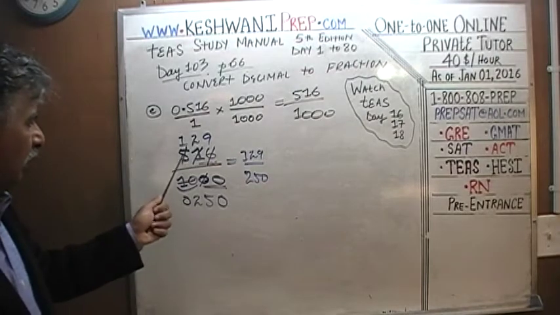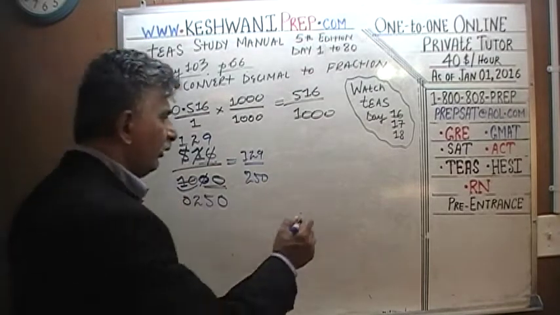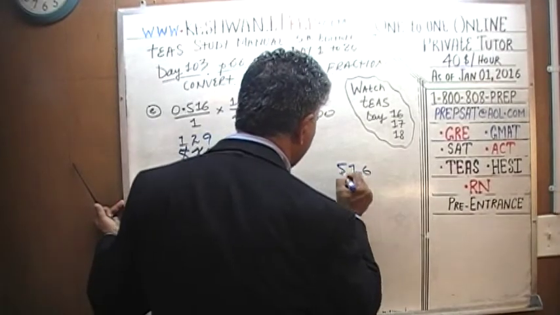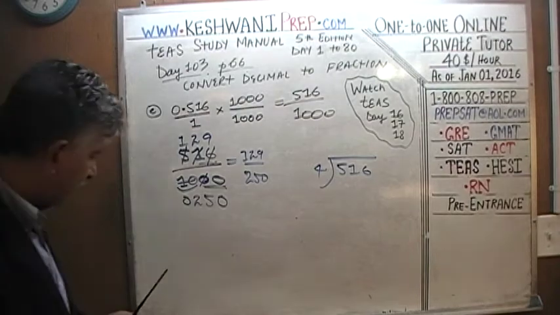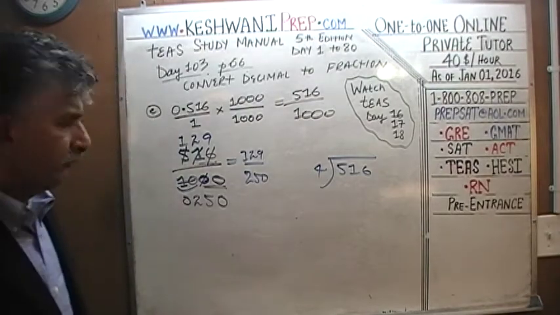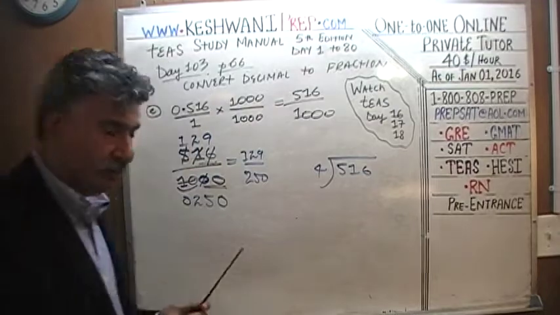Before we end the video, we're going to do this division, long division, so you can understand the language. 516 divided by 4. Watch what happens. I had to give up my black marker because it's dying. One more time, we're going to follow the language from here.